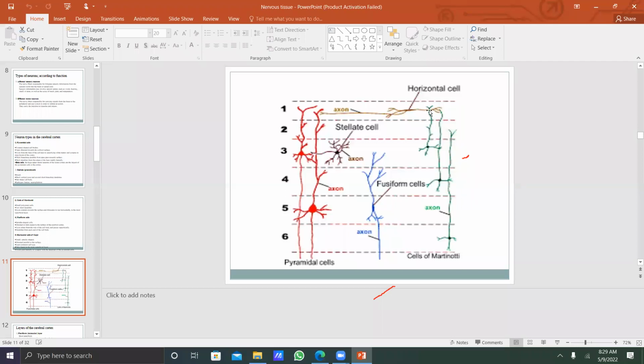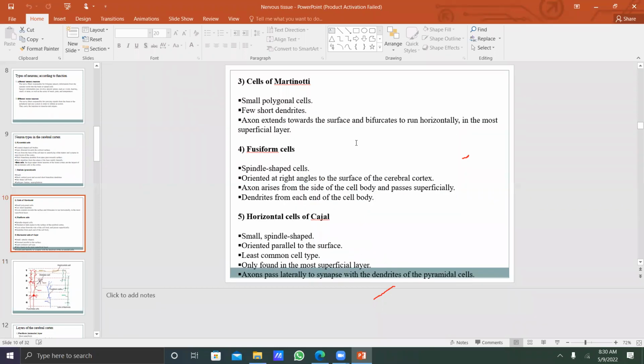They run to the most superficial layers. And the next cell type is the fusiform cell. They are spindle shaped and oriented at right angles to the surface of the cerebral cortex. They have an axon arising from the side of the cell body and it passes to the superficial layers of the cerebral cortex. And there are dendrites from each end of the cell body.